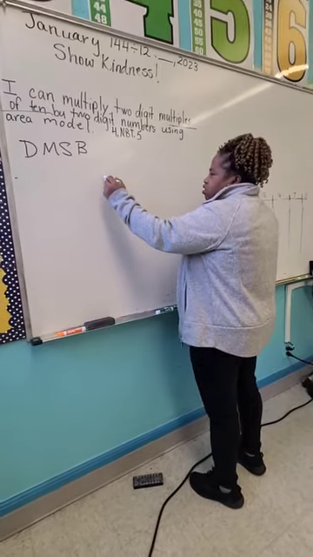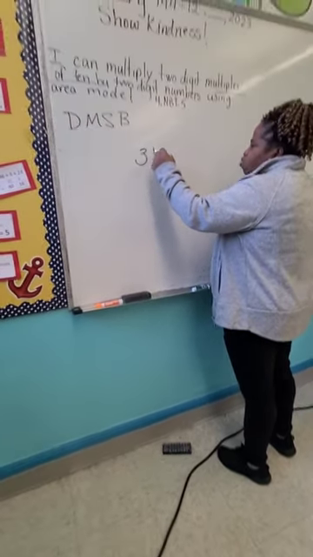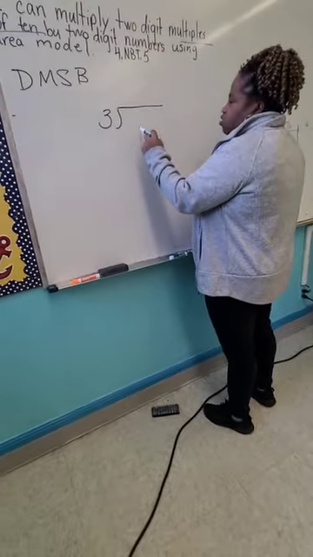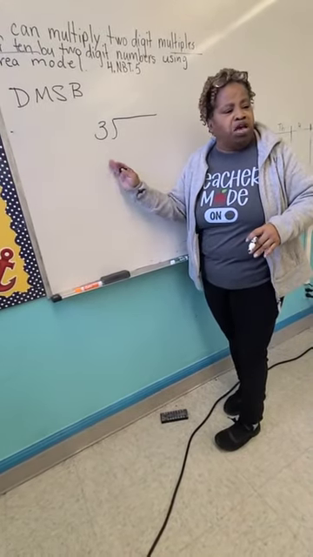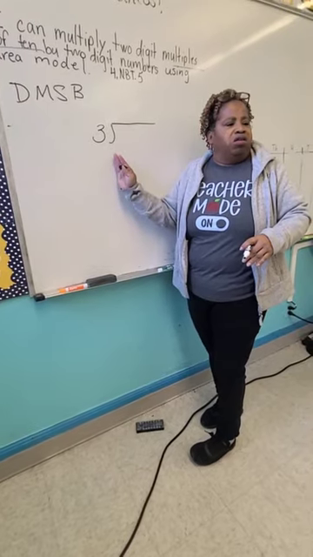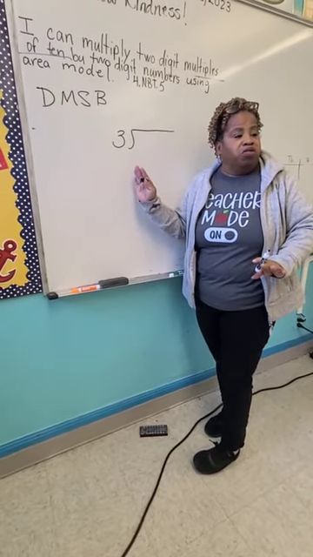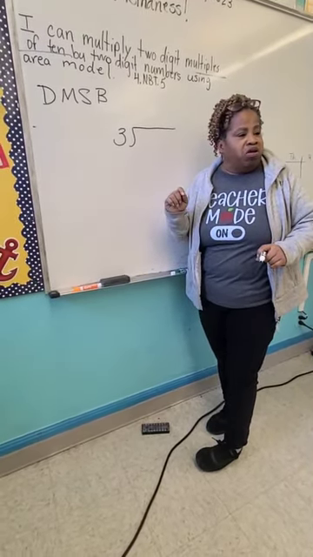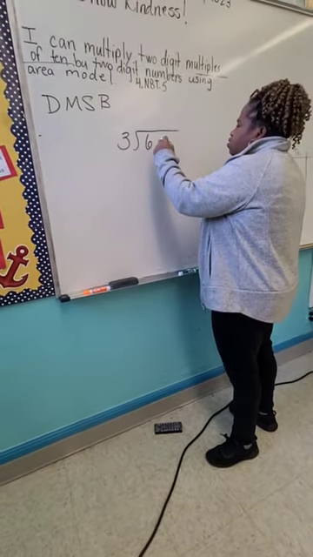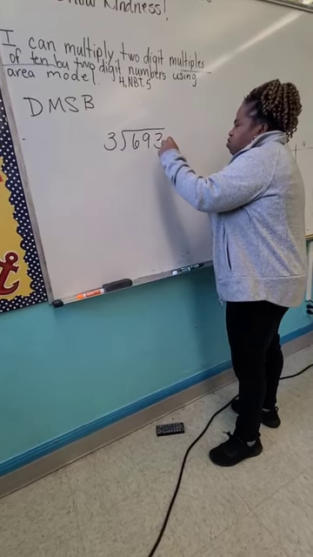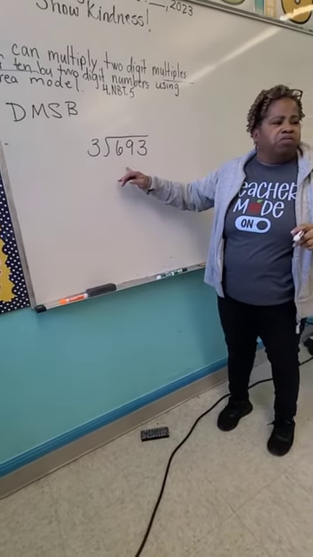Now, let's try another problem. This time, we're going to step it up and go to a three-digit number. All right? And we're going to do each digit using the cubes so that we can see what it is that we're doing. Okay? All right, let's read our problem.